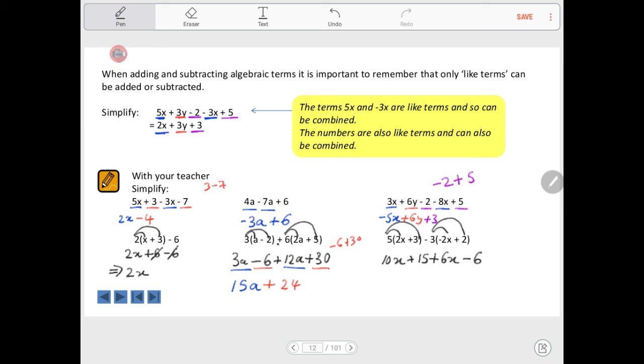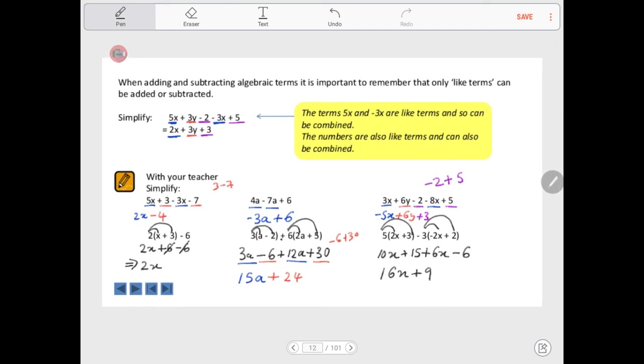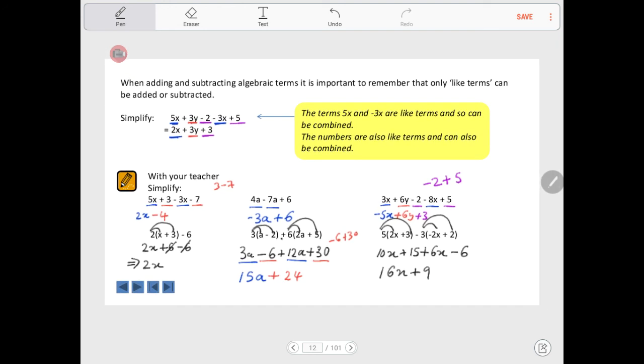Okay, so let's gather the like terms. We should be getting good at this by now. We've got 10x and 6x makes 16x's. And 15 minus 6, which is 9. Okay, so there are all the answers to those ones. A little bit of work in these, but practice makes perfect. So look up the questions in the video description and have a go at some of these expanding and collecting questions.